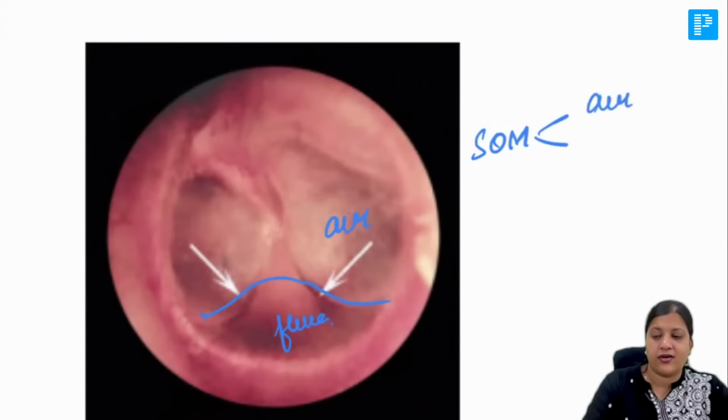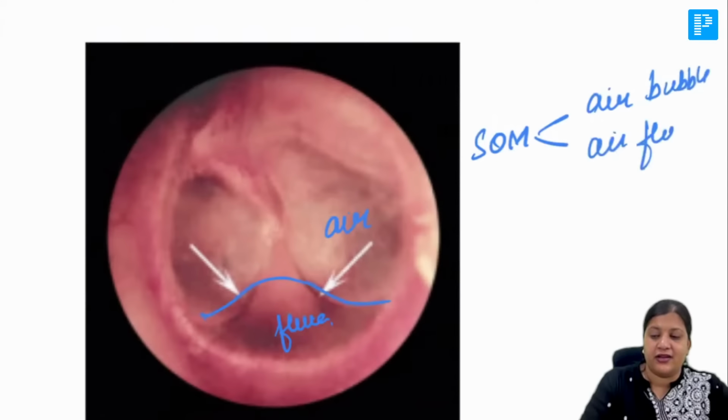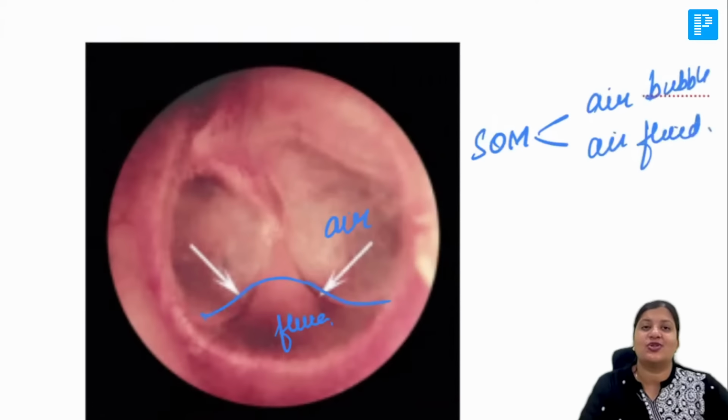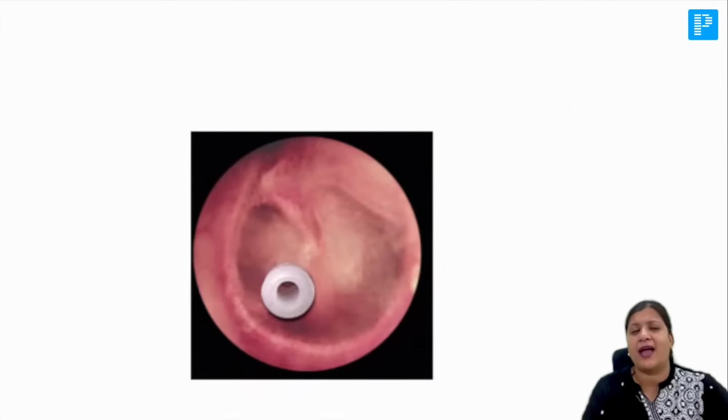There are two important things that you should look for in SOM, either the presence of air bubbles or air fluid level. If these two are present, then it is SOM, serous otitis media. The rest of them, it could be thick, thin, dull, lusterless, gray, blue, black, all of that could be there, but two consistent features is presence of air bubbles and air fluid level.